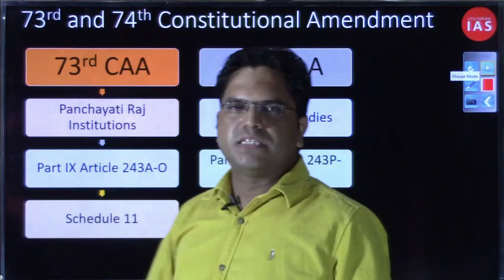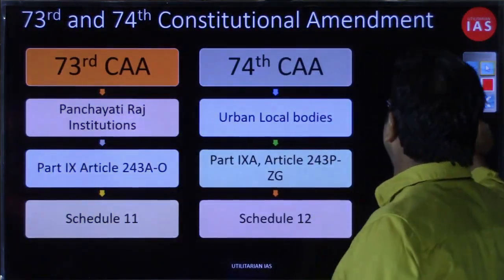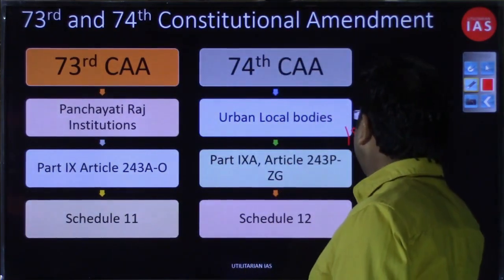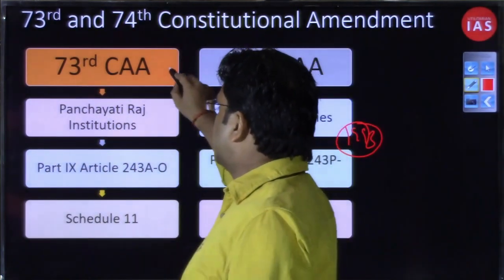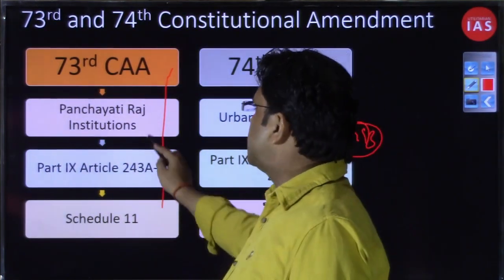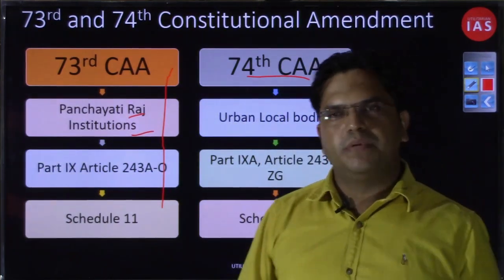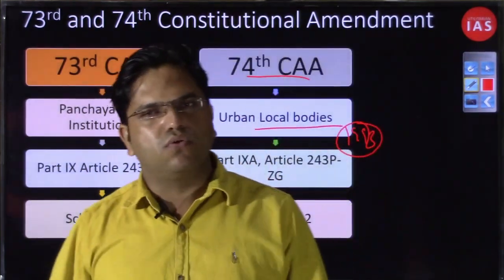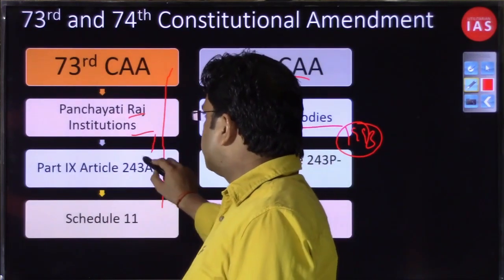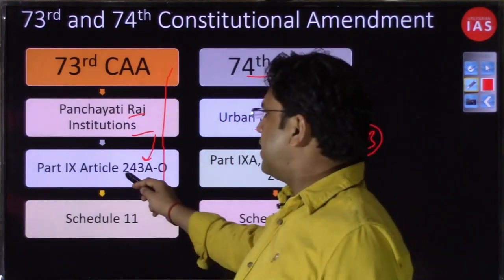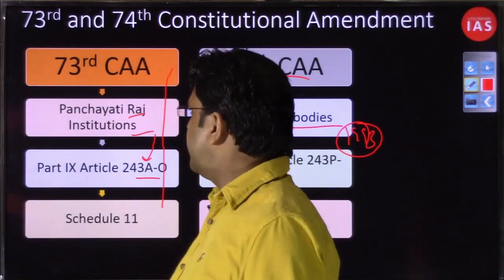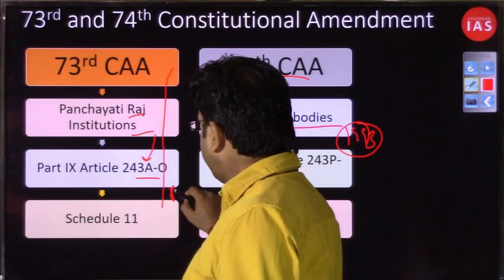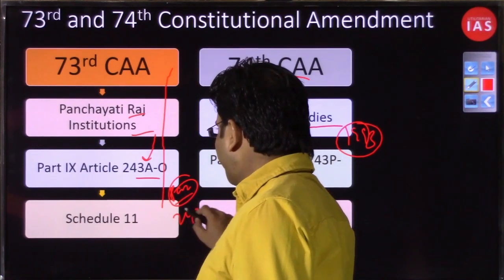Finally, in 1992, you had the PV Narasimha Rao government, which brought the 73rd and 74th constitutional amendments, and that was passed ultimately in 1993. The 73rd Constitutional Amendment Act deals with Panchayati Raj institutions, and the 74th Constitutional Amendment Act deals with urban local bodies, ULBs, as we keep referring to them. This is going to insert a new part, Part 9, in the Indian Constitution. The related articles are Article 243A to O. All the functions, composition and roles of Part 9 have been covered in Article 243 itself.